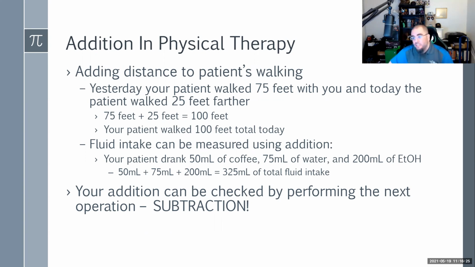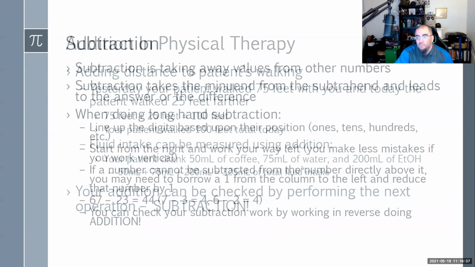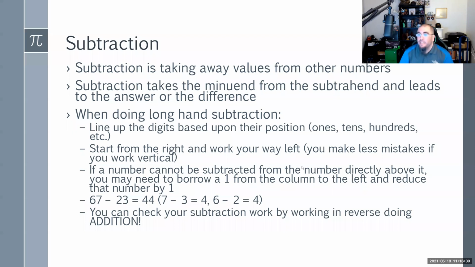In math, addition can be checked by performing the next step, subtraction, right? We can back it out and see if our answer is right. You can also check subtraction by reversing it and doing addition. So again, they are operations that work in inverse of each other. So subtraction is taking values away from another number. It takes the minuend from the subtrahend and leads to the answer, the difference.